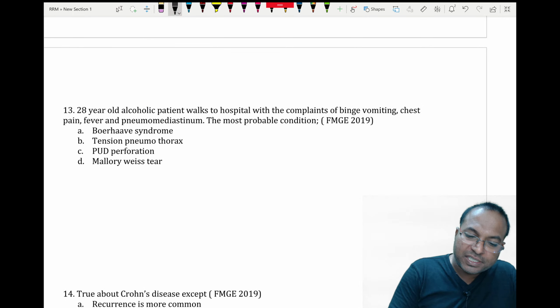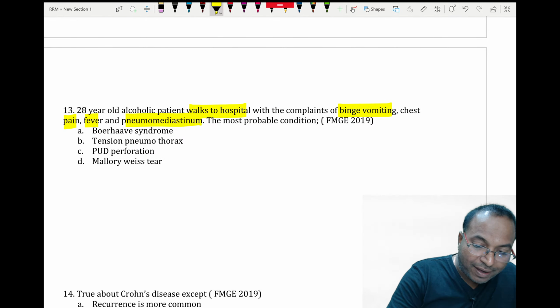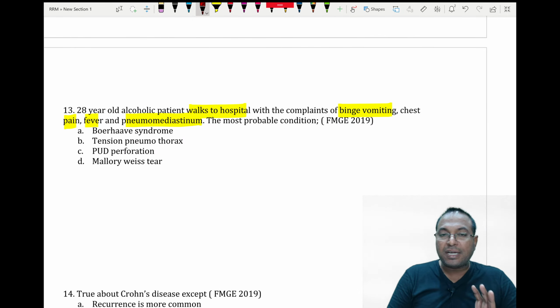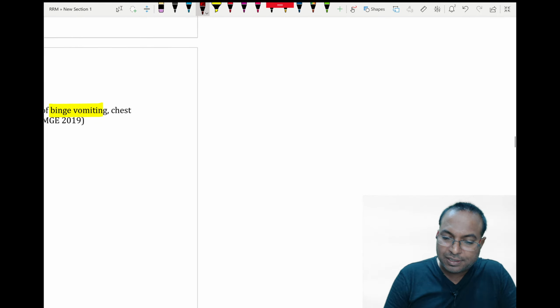A 28-year-old alcoholic patient walks to hospital with complaints of binge vomiting, chest pain, fever, pneumomediastinum. What's the diagnosis? This is my favorite topic on binge drinking and vomiting. This is a case of Boerhaave's syndrome. I used to take this in regular classes.